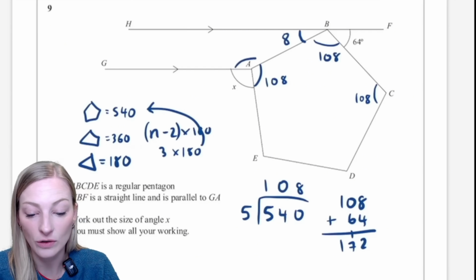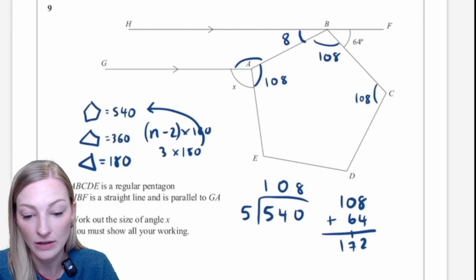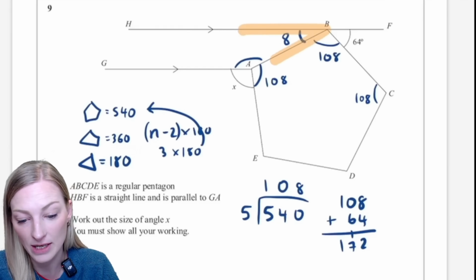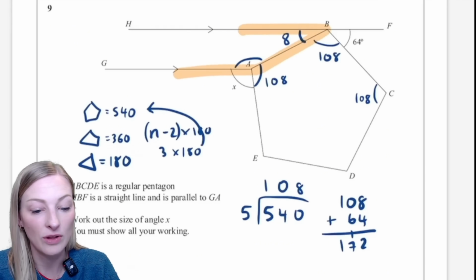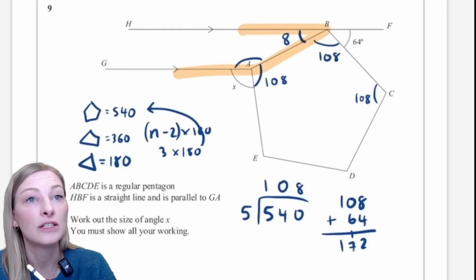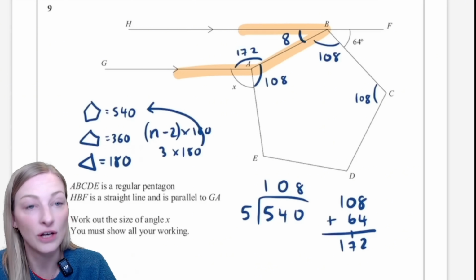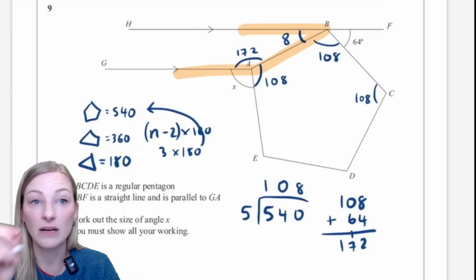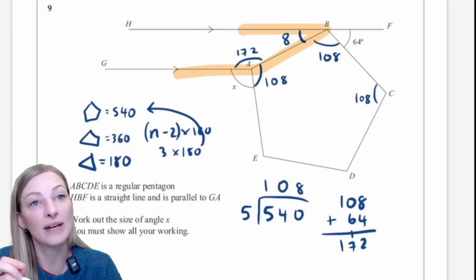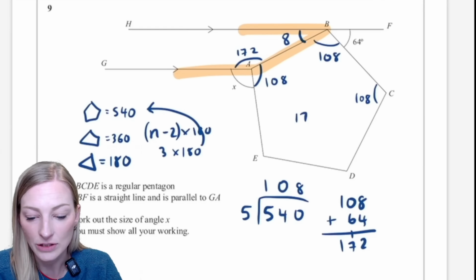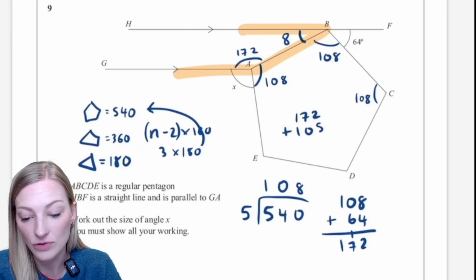Then this angle, we know, will be co-interior. So if you have this shape like this, I know that those angles add together to make 180. So therefore this one would be 172. The angle X that we want is going to be what's left because angles around a point add up to 360. Let's do 172, add 108.